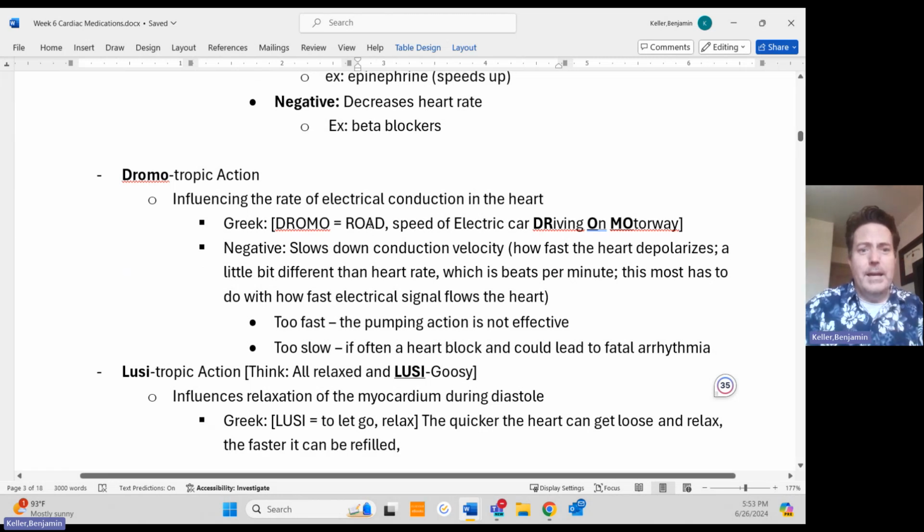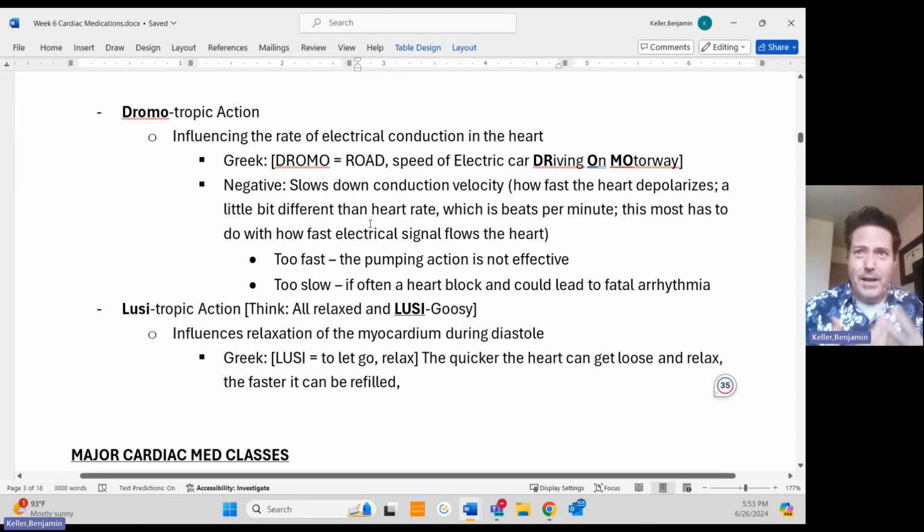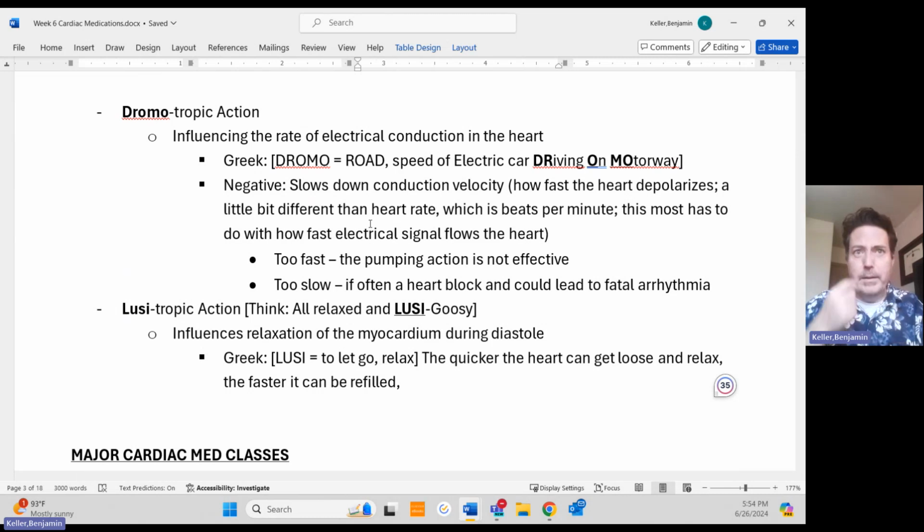And we'll get there in a minute, I promise. There's a really good, clear understanding here when we talk about calcium channel blockers, which is a really good example of a negative dromotropic medication. If the depolarization is happening too fast, then the pumping action is not going to be effective. If it's too slow, then that could be a heart block and might lead to a fatal arrhythmia like ventricular fibrillation. So we want to get that dromotropic action just right.